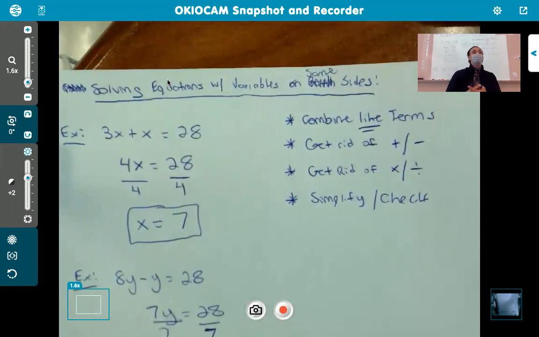To recap, let's go through our steps. Combine like terms, get rid of any addition, subtraction, get rid of any multiplication, division, simplify your answer and check, all right? Really straightforward process that you can apply to any question that you have today, okay? Are there any issues with that? Any questions, comments, or concerns about what we've done today in class?